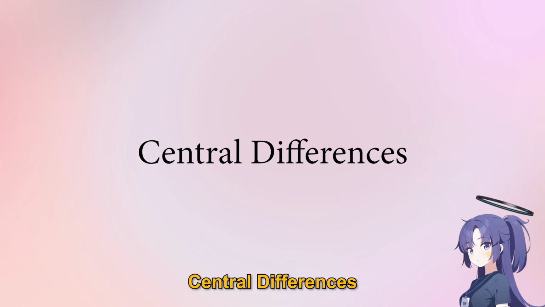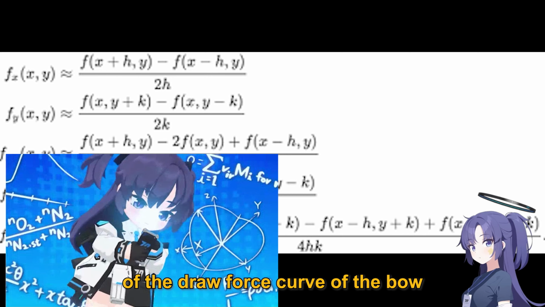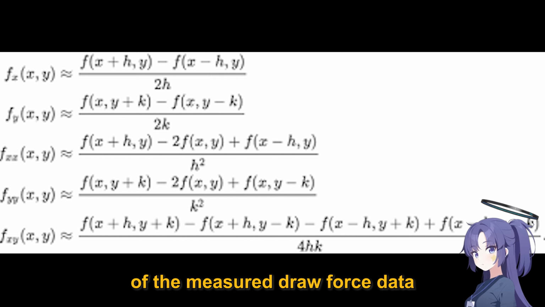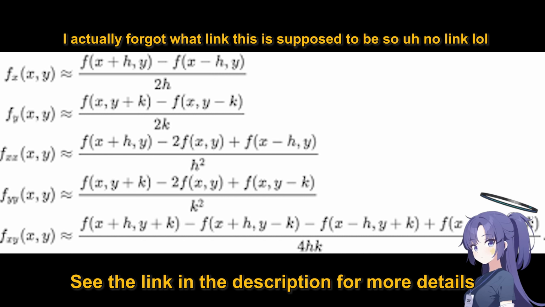Central differences. A discrete approximation of the derivative of the draw force curve of the bow. This is calculated by taking the central differences of the measured draw force data. See the link in the description for more information.